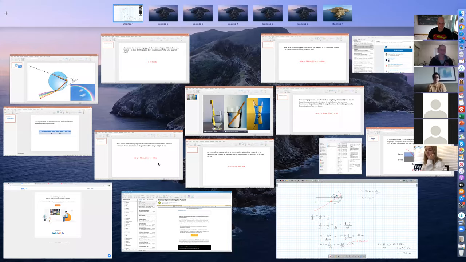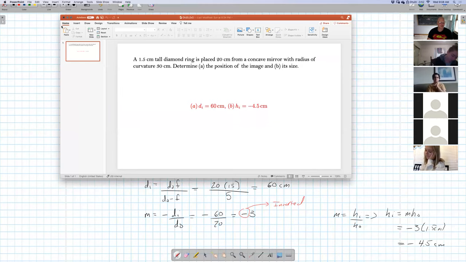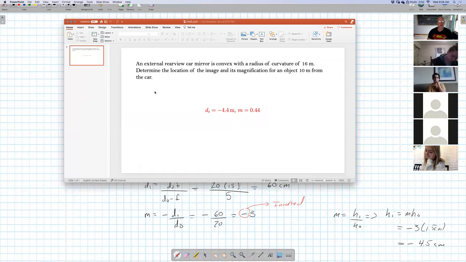So I've done that one. Let's get rid of this one. So the next one says we have an external rear view car mirror that is convex. So this time we're dealing with a convex mirror with a radius of curvature of 16 meters. It wants us to determine the location of the image and its magnification for an object that is 10 meters in front of the car.